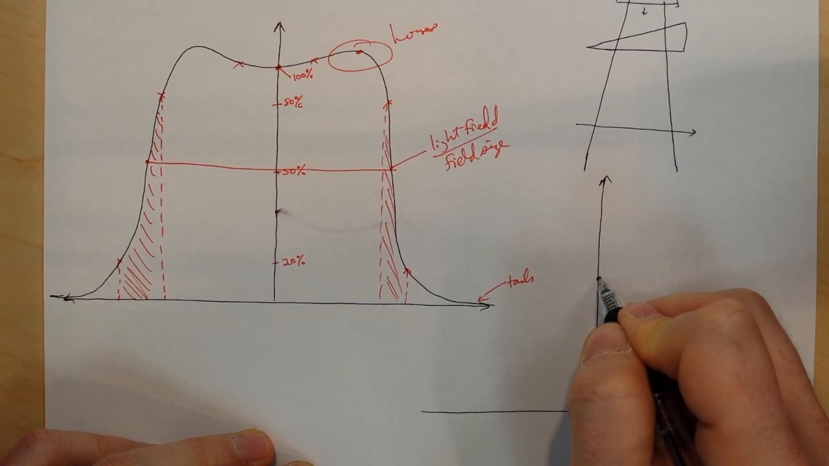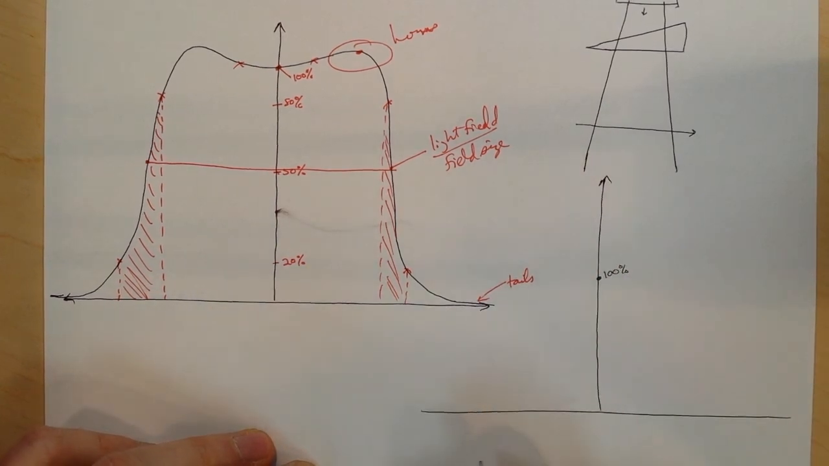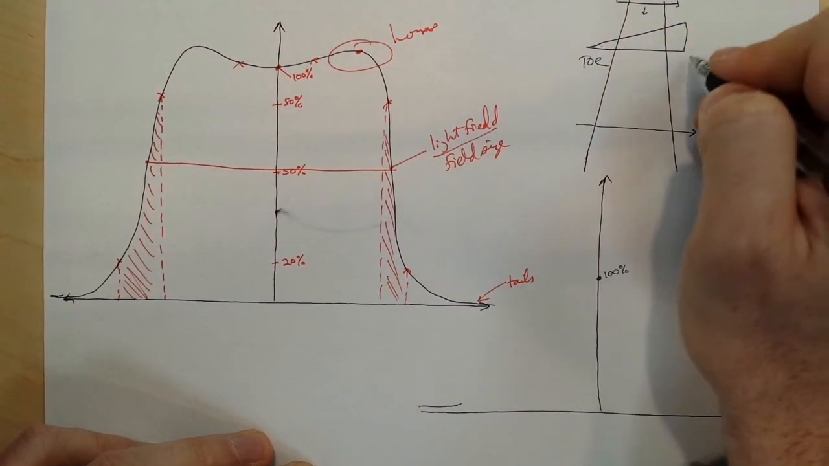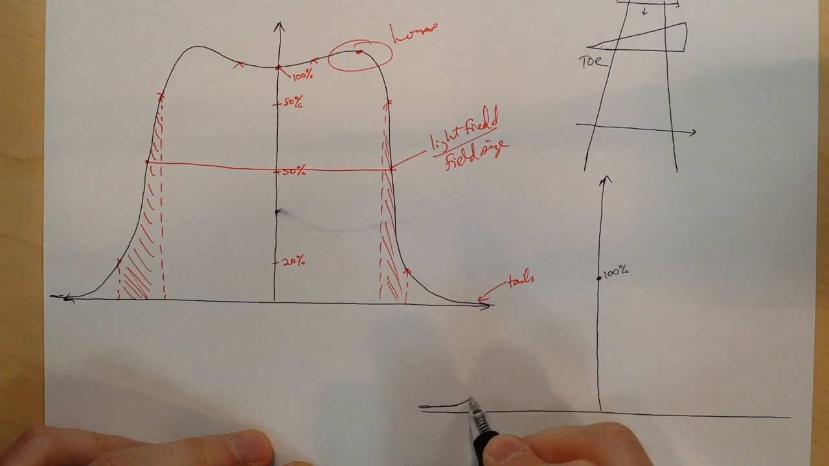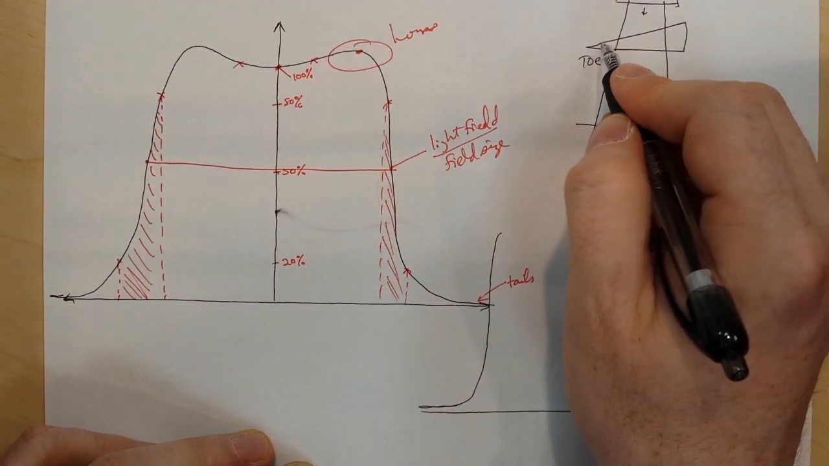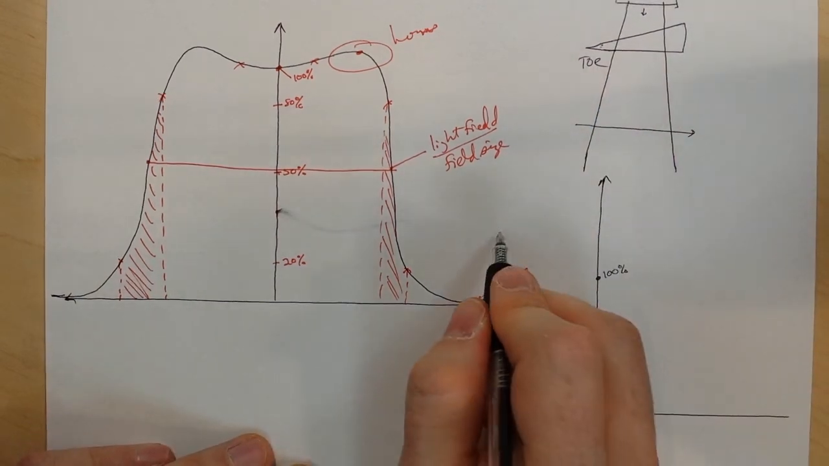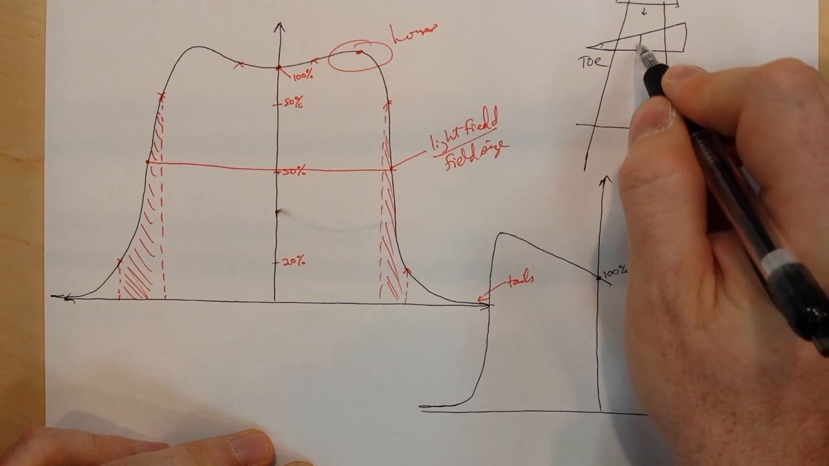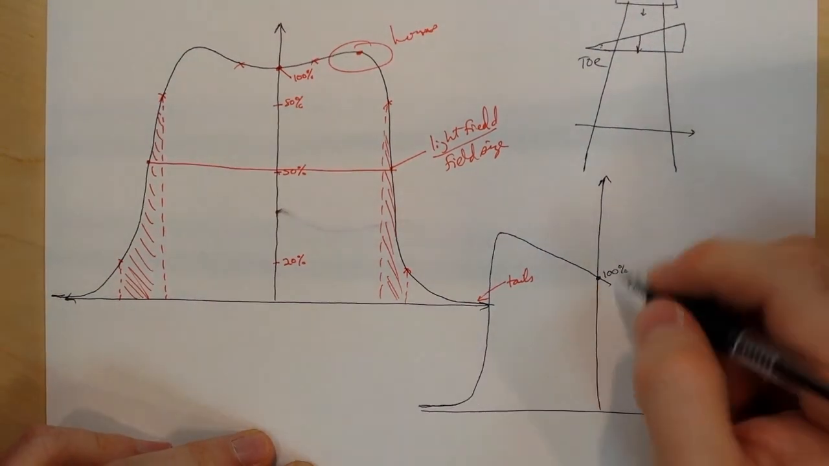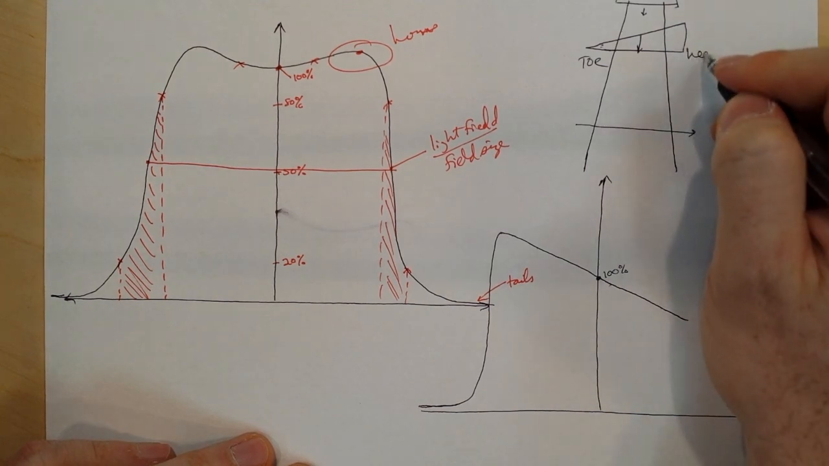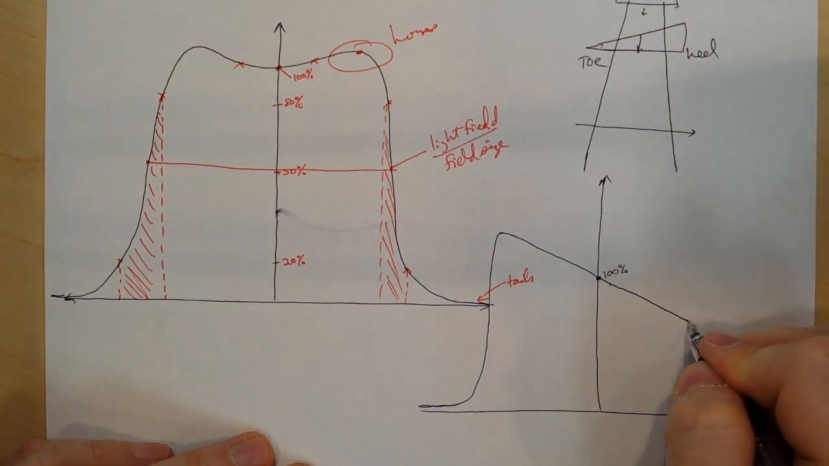Remember, everything's normalized to 100% on the central axis. So I still get my penumbra, I still get my tails. Under the toe of the wedge, I get increased radiation because I get less attenuation, thinner part of the wedge. I get 100% at the central axis, okay? And then I get less radiation under the heel of the wedge.